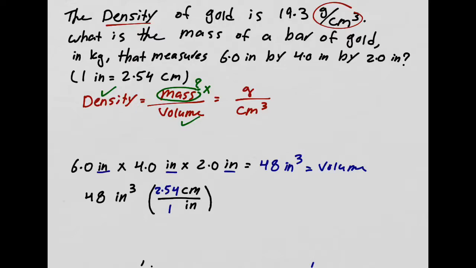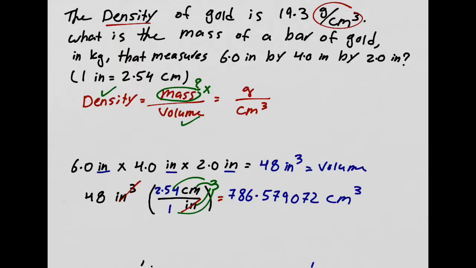The problem is I'm not trying to cancel out inches. I'm trying to cancel out inches cube because I want centimeter cube. So hopefully everyone is yelling at me right now. What do I do? Cube the whole thing. Because then centimeter gets cubed, every number gets cubed, and inches get cubed. So then if that happens, then I can easily cancel out the inches cube, and what I end up with is centimeter cube. Now if I do that, I get 786.579072 centimeters cubed.